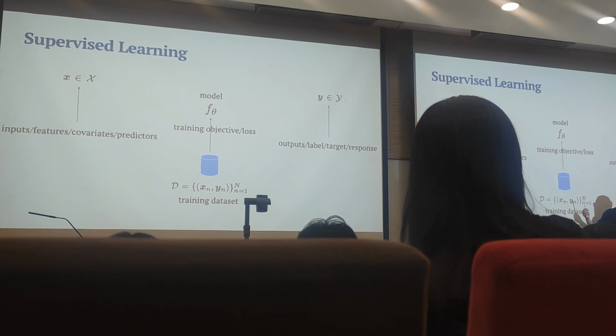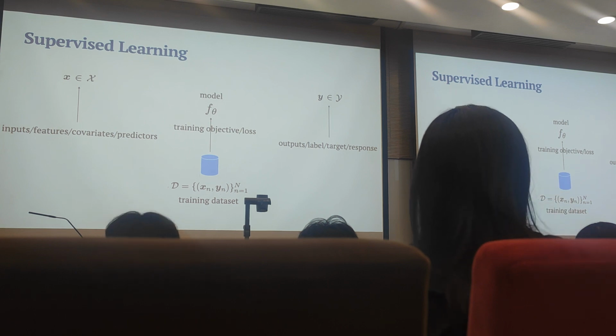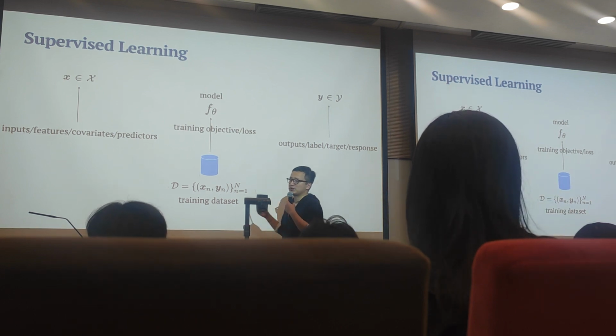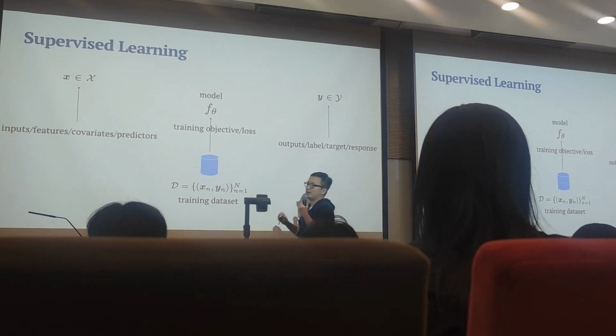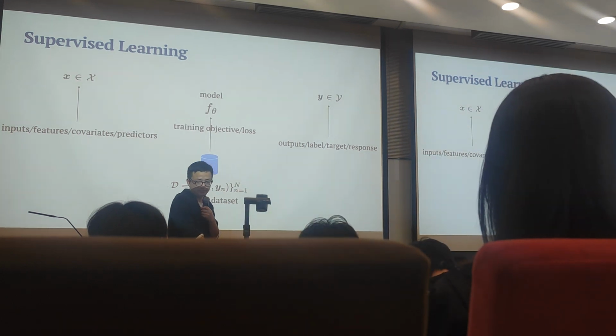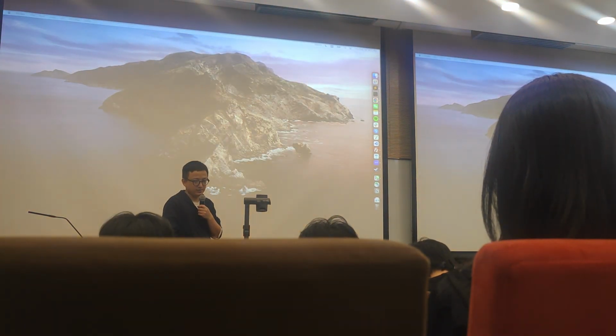So the 4 examples we just saw are basically a small training set that we use to adjust the parameters inside f theta to make it a better model. Okay, questions?